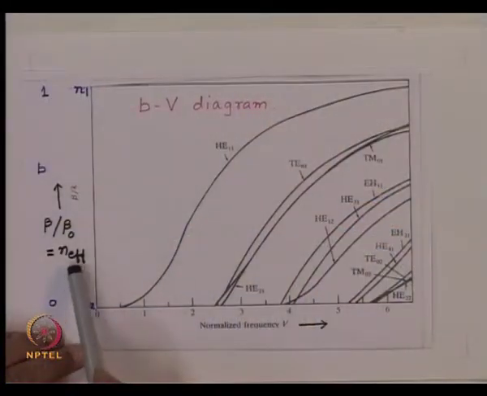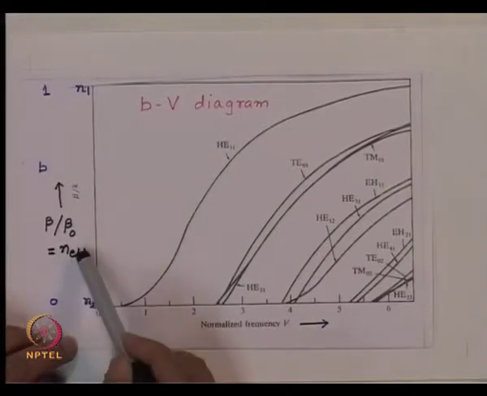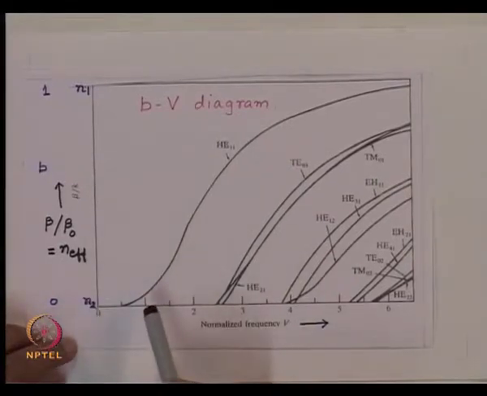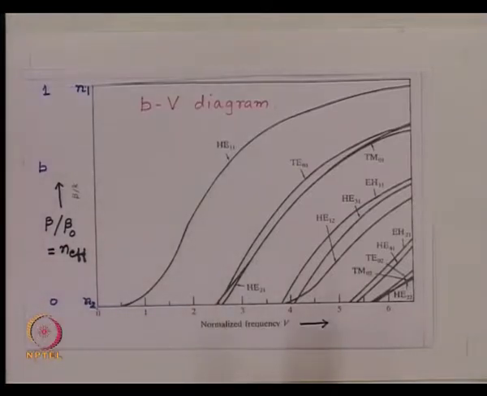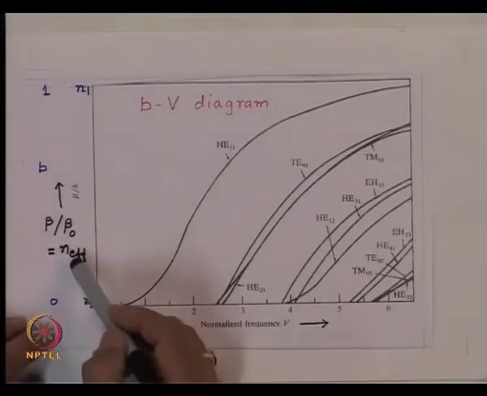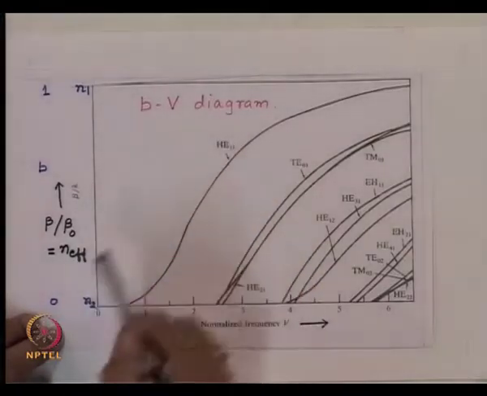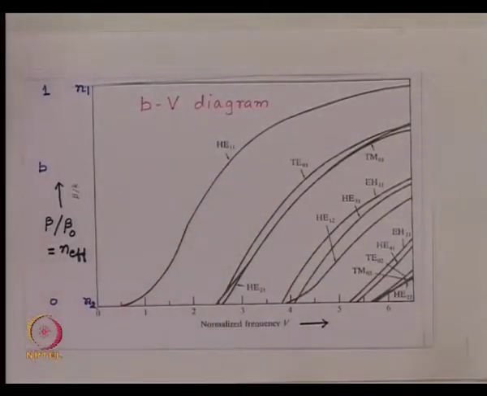We also argued that if I look at this quantity beta, or if I look at the N effective, if N effective is very close to N2, that means there is more energy lying inside the cladding, whereas if N effective approaches N1, then the energy gets more and more confined to the core. So, ideally we should choose a V number which will make the N effective as close to N1 as possible, because that gives you more and more confinement to the core.